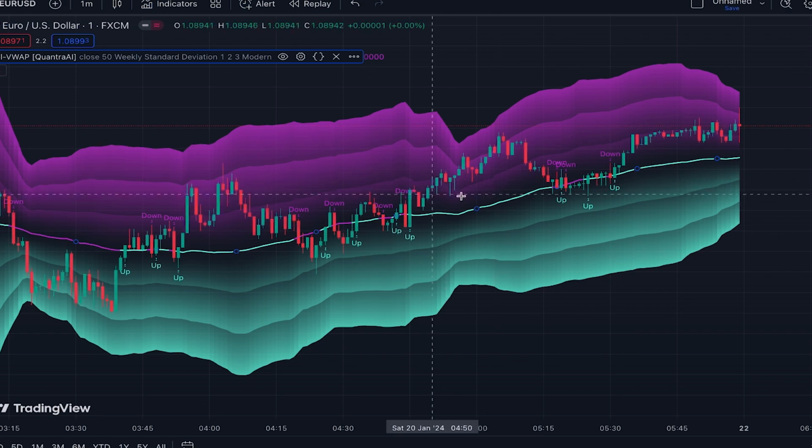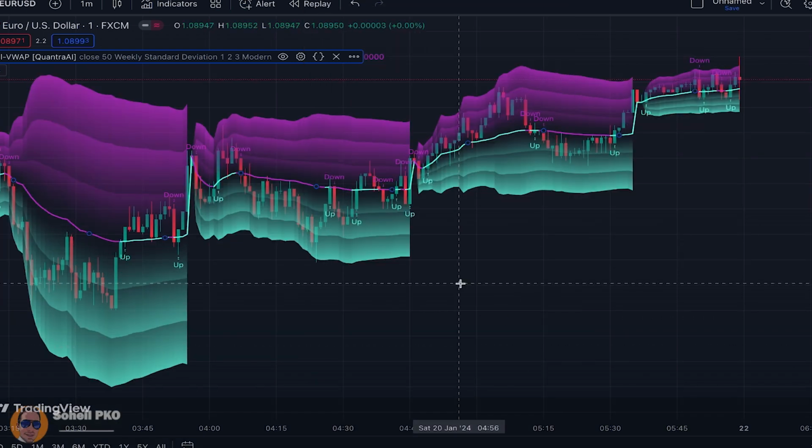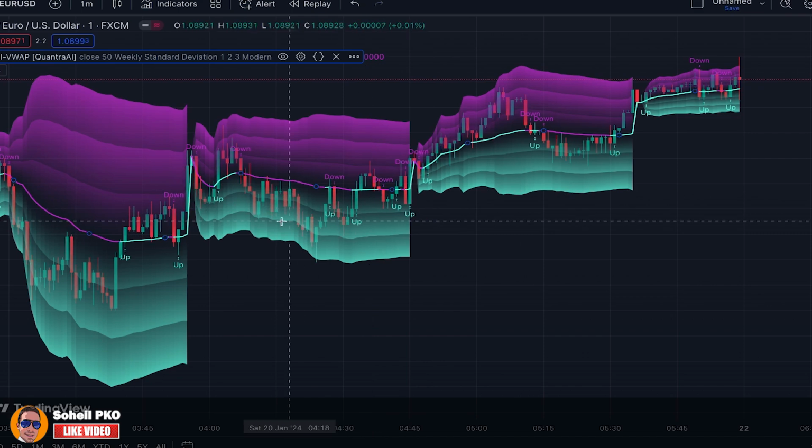As I said earlier, in this new version of VWAP, we don't have the problem of resetting because it uses a look back length for the VWAP, or you can also use a time frame instead of look back period. And in case you're more used to working with the original VWAP, here you can uncheck this option. Your VWAP becomes like the original one, resetting at the beginning of each day, but you still have the same features of the new version.